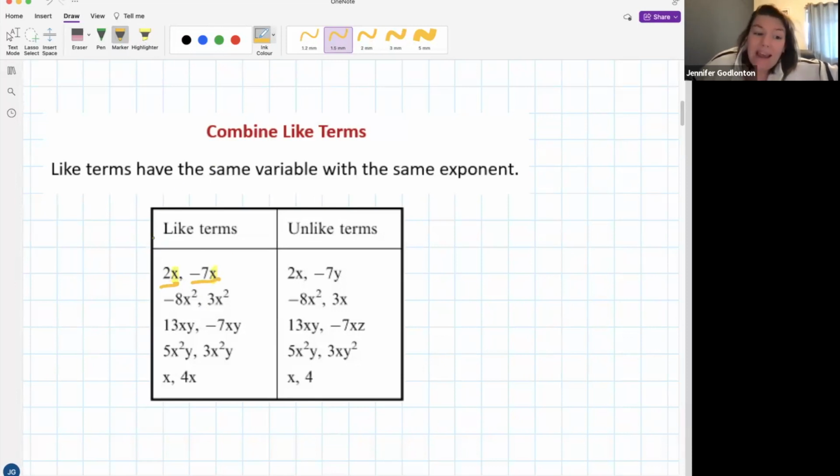All right. If, for example, I'm going to jump over here. If I had 2x and I had negative 7x squared, would those be like terms? Yes or no? Unlike. Good. Can you tell me why they would be unlike? What's different about them? They both have x's.